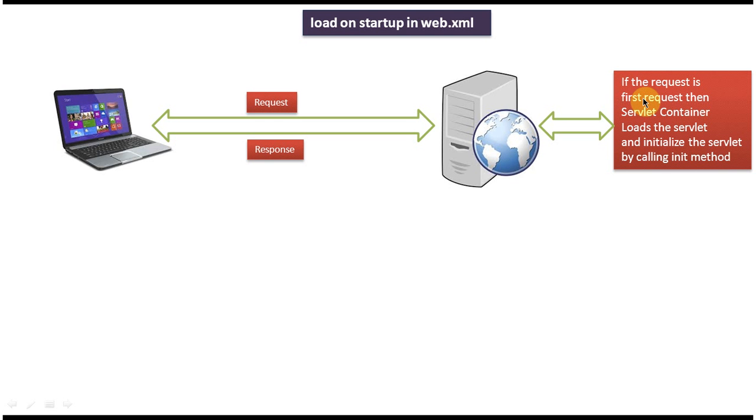Then the servlet container calls the service method to process the request, prepares the response and sends it back to the client. So this is how it works for the first request. If the request comes for the second or third time, the servlet container won't load and initialize that servlet, because the initialization has already happened in the first request. It will just call the service method, process the request and send the response back to the client.